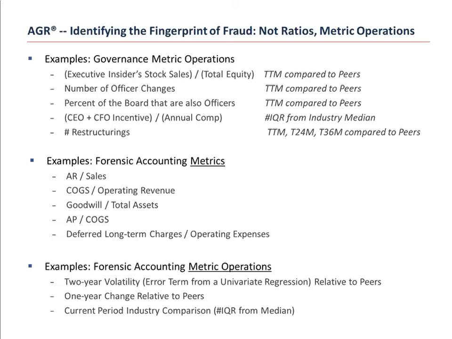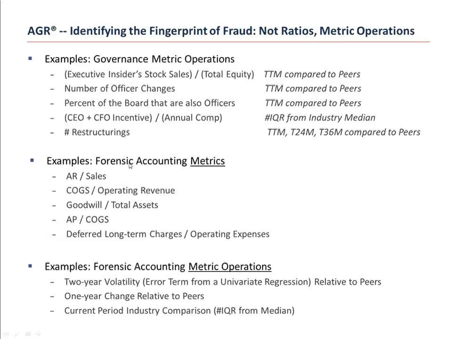Examples of governance and high-risk event metric operations are executive insider stock sales over total equity. Then we look at the trailing 12 months and compare it to our peers. The number of officer changes over the trailing 12 months and compare it to peers. Something like CEO and CFO incentive divided by their annual compensation. Look at the number of interquartile ranges, that is, from the industry median.